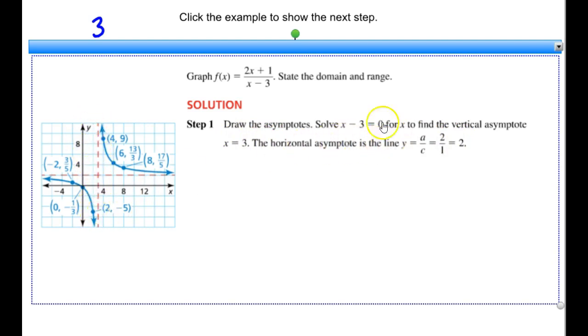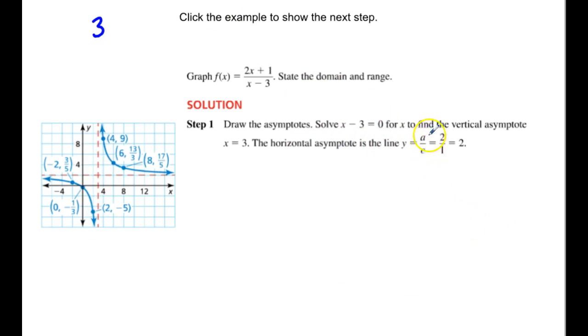So my horizontal asymptote is this line right here, y equals a over c. So it's going to be 2 over 1, right? And so this is my 2 right here, and this is my c value right there. Okay, so it's going to be 2 over 1 is 2. So that's where that horizontal asymptote comes into play, and that's how I draw that.